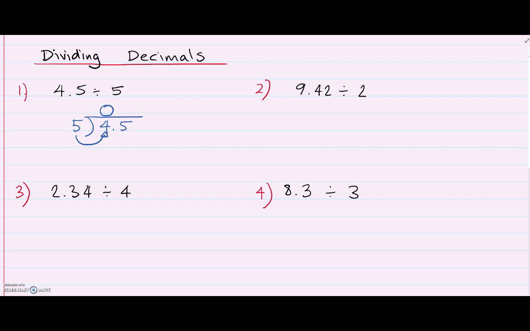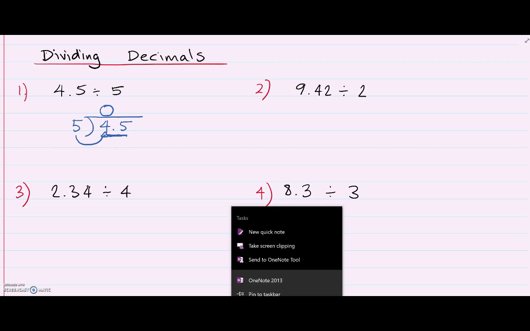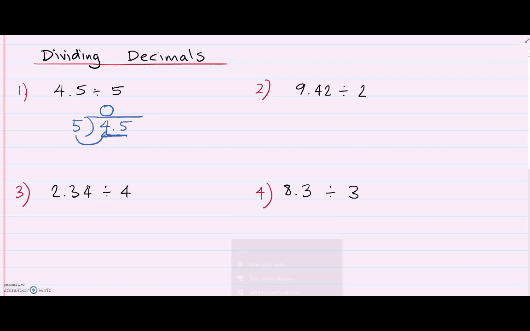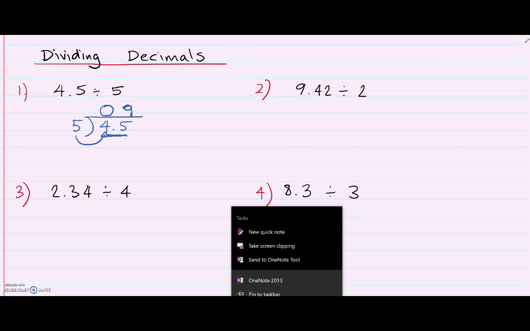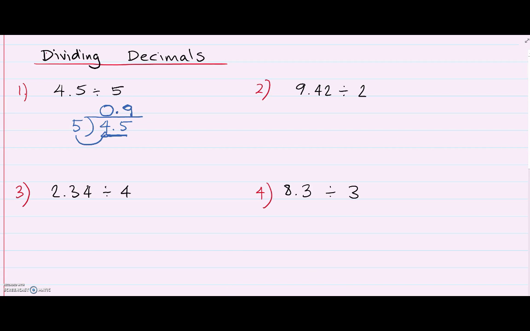And then because it goes into it 0 times, I need to combine this 4 and 5 together and ask myself how many times does 5 go into 45? Well, 5 nines are 45, so it goes into it 9 times. And because the decimal point is here between the 4 and the 5, my decimal point is going to go here between the 0 and the 9. So 4.5 divided by 5 is 0.9.